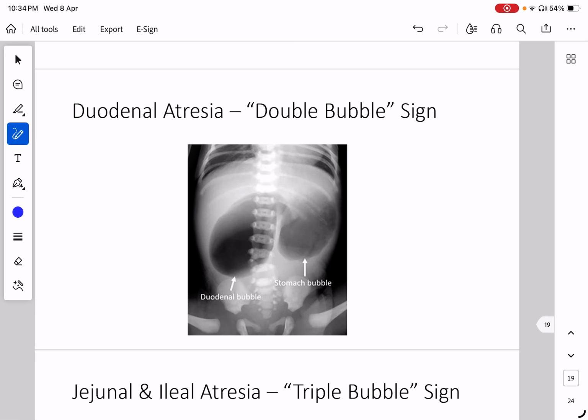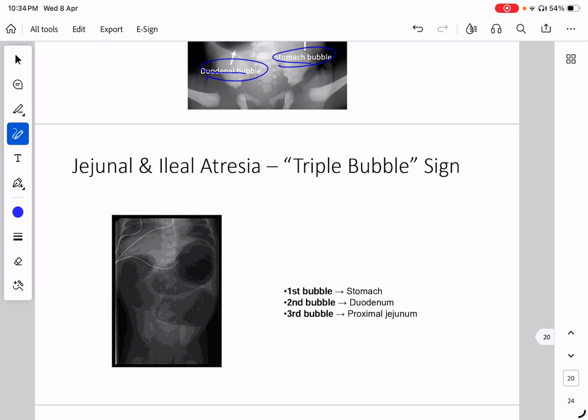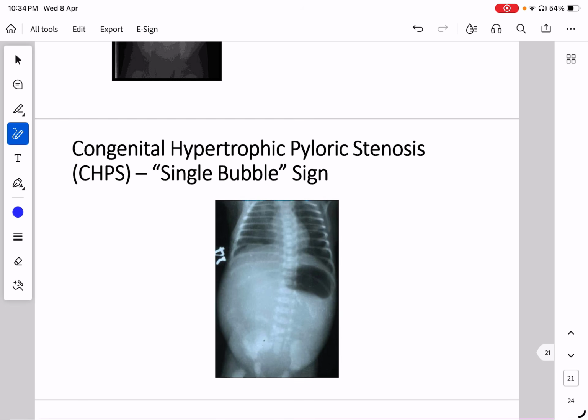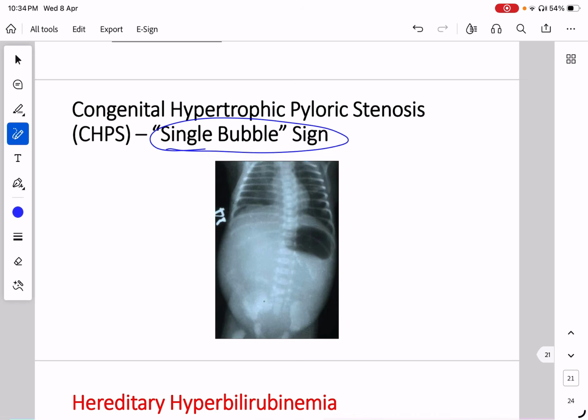Now a few image-based questions. In duodenal atresia, double bubble sign is seen: one bubble is of stomach and one bubble is of duodenum. So double bubble in duodenal atresia. In jejunal and ileal atresia, triple bubble sign can be seen: first bubble of stomach, second bubble of duodenum, and third bubble of proximal jejunum. And in congenital hypertrophic pyloric stenosis, single bubble sign is seen.